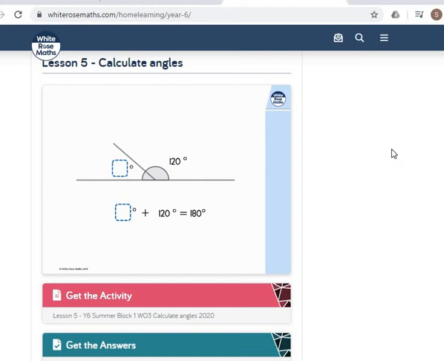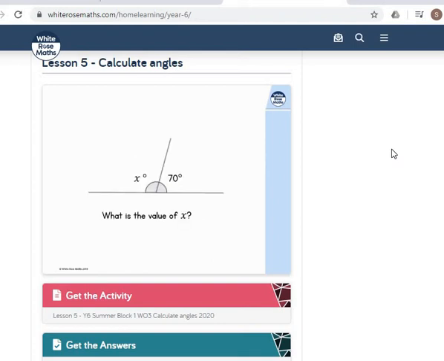How could I calculate the missing angle? Well, I could subtract 120 away from 180, and that would give me the value of the blue angle. 180 minus 120 is equal to 60 degrees. So therefore I know that the angle must be 60 degrees.